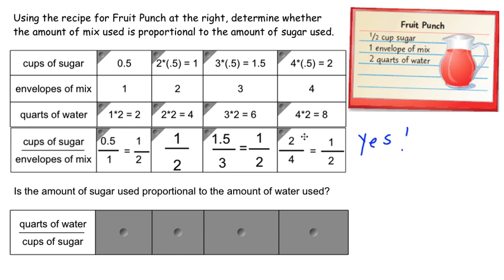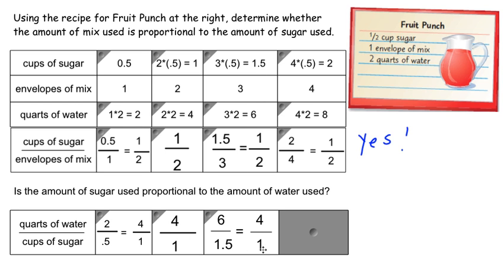So now we're going to take the amount of water divided by the amount of sugar. The water was 2 divided by a half gives us 4. 4 divided by 1 gives us 4. 6 divided by 1.5 gives us 4. And 8 divided by 2 gives us 4. So is that one proportional? Did we also have a proportional relationship there? Yes, indeed, that is also a proportional relationship.